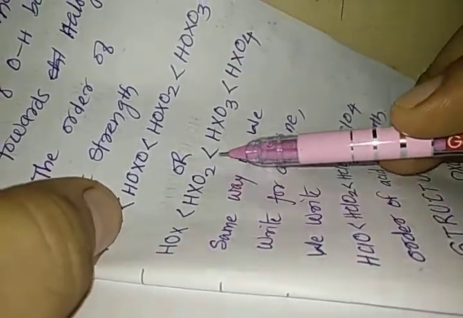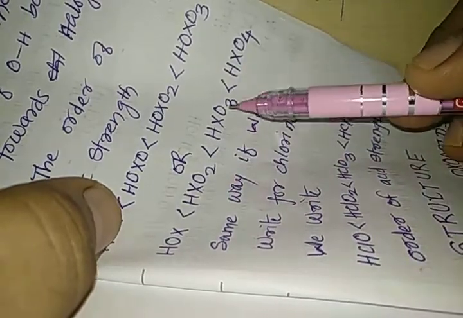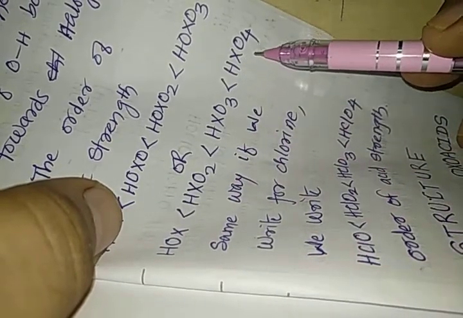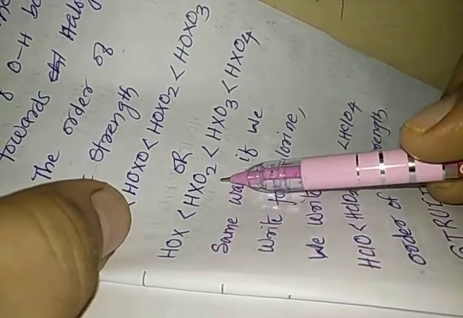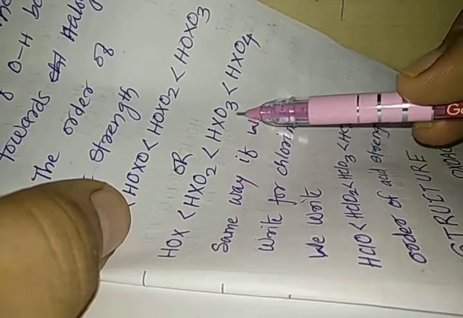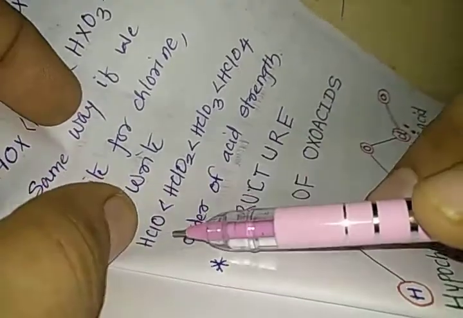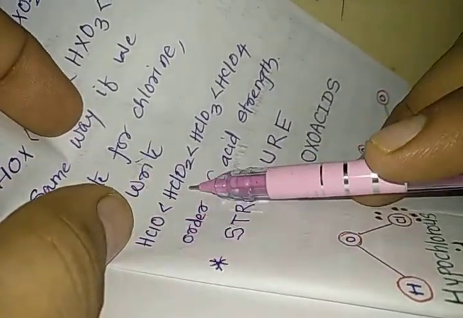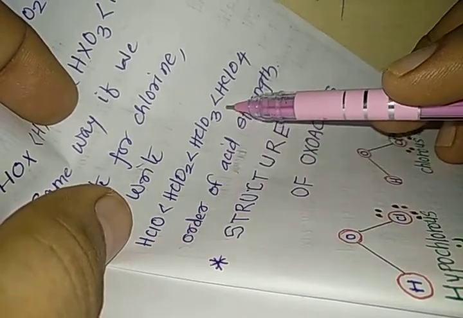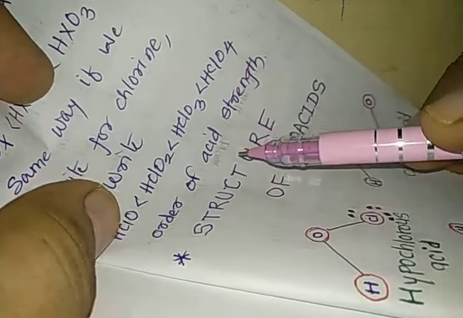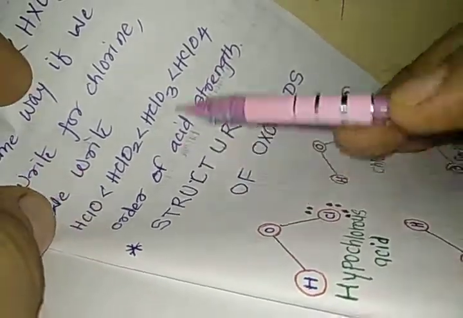or we can say HOX is less acidic than HXO2, which is less acidic than HXO3, which is less acidic than HXO4. Or we can say that perhalous acid is less acidic than halous acid, which is less acidic than halic acid, which is less acidic than perhalic acid. In the same way, for chlorine, we can write hypochlorous acid is less acidic than chlorous acid, which is less acidic than chloric acid, which is less acidic than perchloric acid. This is how we can write the order of acid strength.